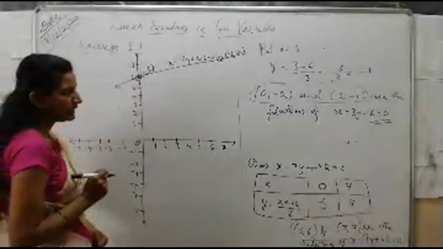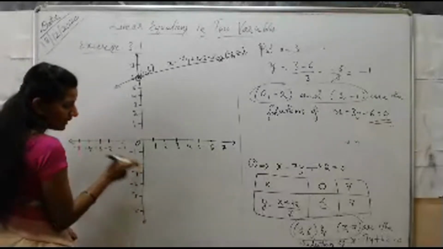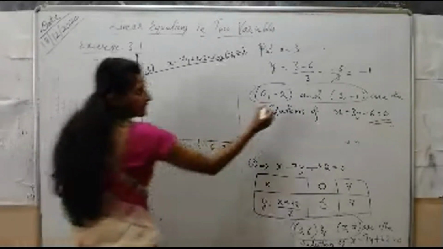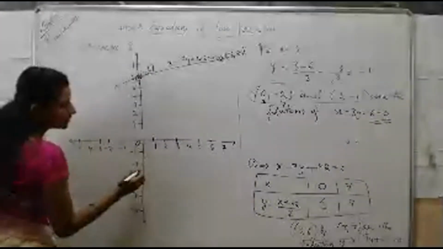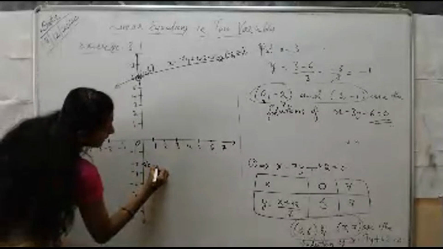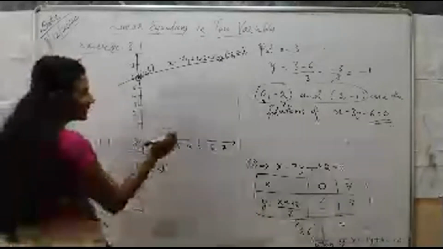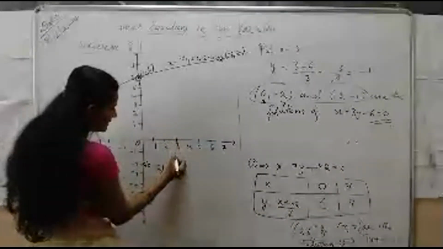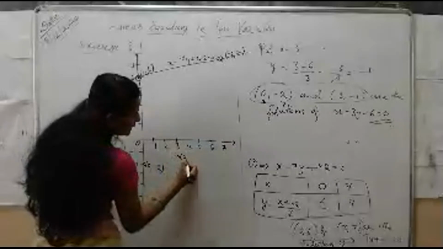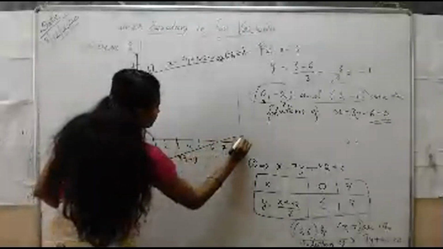One line, and another line is (0, minus 2). Minus 2 you should take here, not here, because this is the y-axis. This is the x-axis, right? On y you should take (0, minus 2), and x is positive 3, y is minus 1. It comes here, (3, minus 1). So join these two.